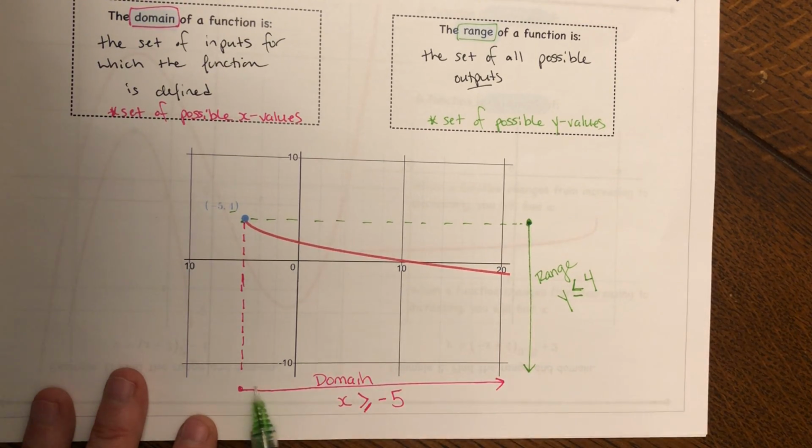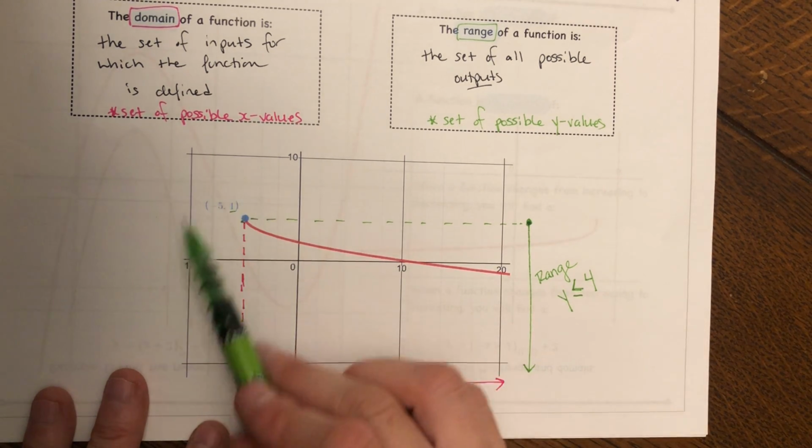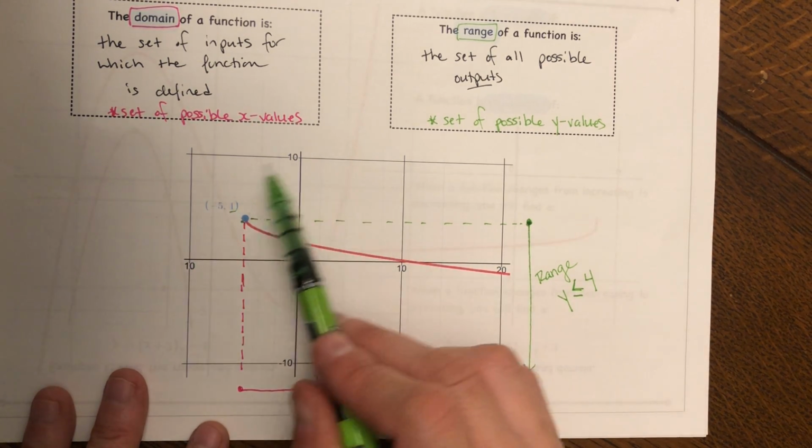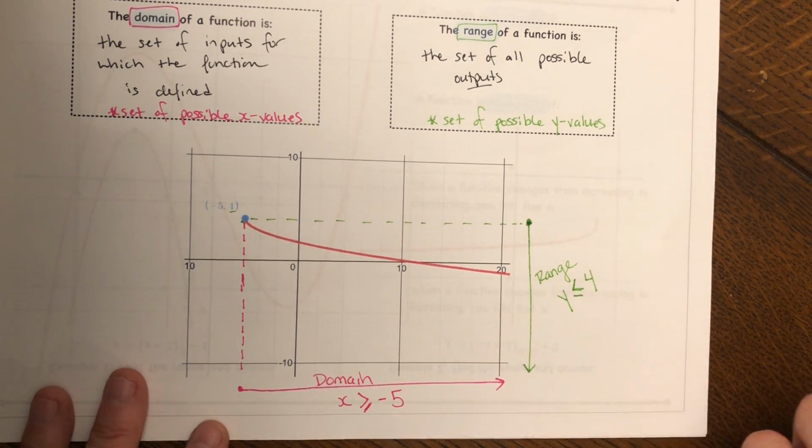So our domain is x is greater than or equal to -5, and our range is y less than or equal to 4. Any other numbers that don't fit in this range and domain don't have a relationship for x and y. We can't actually use this function to tell us anything.